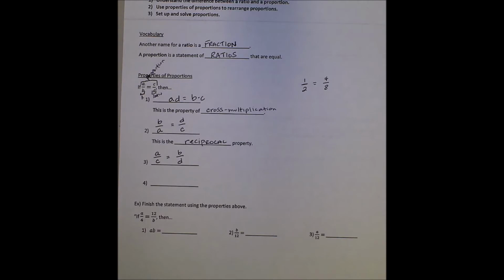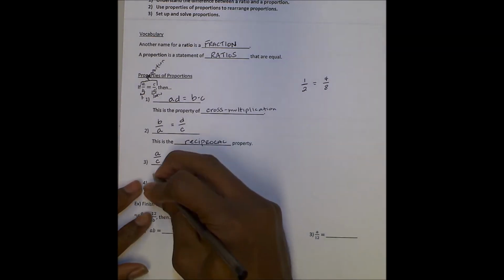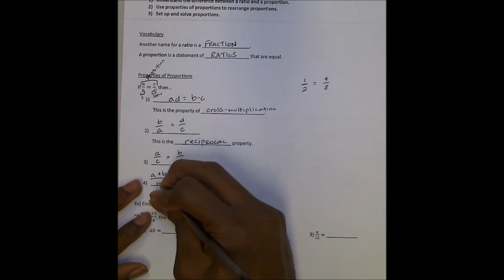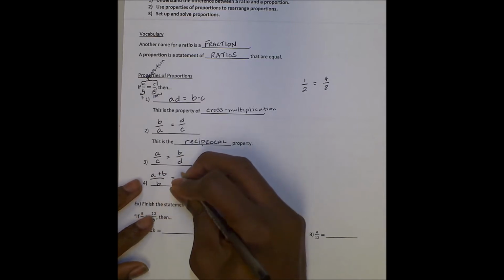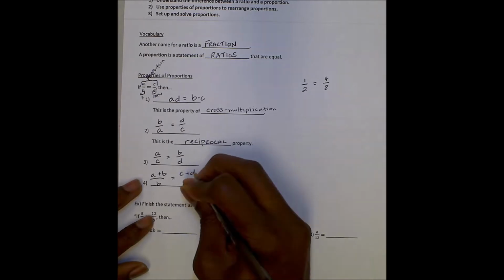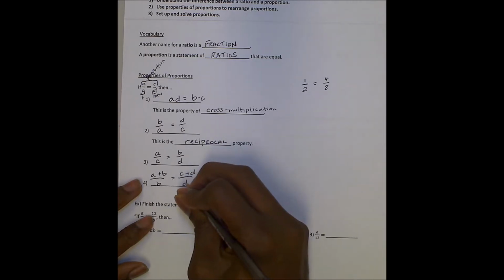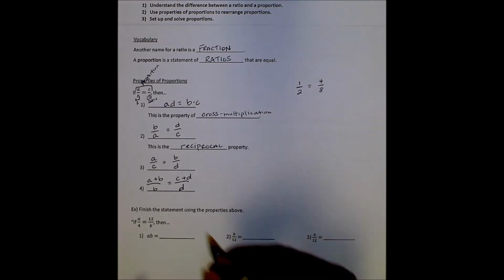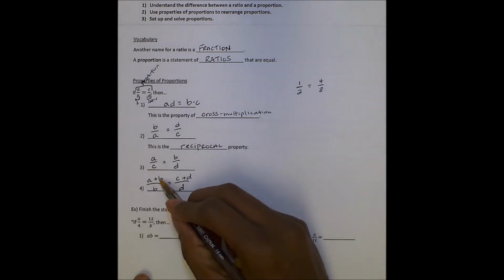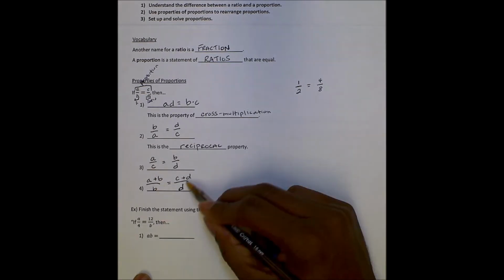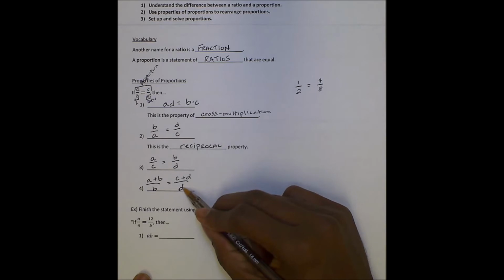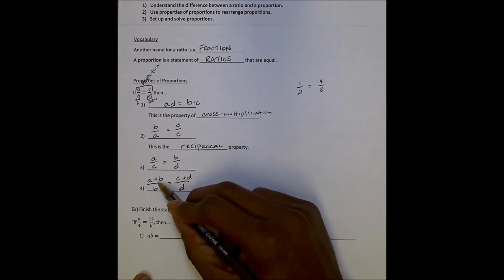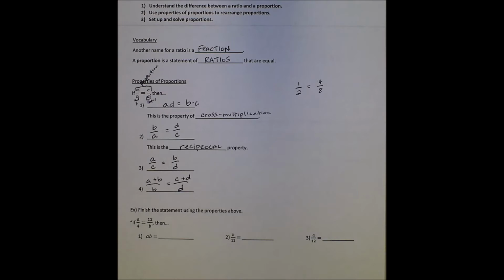And finally, I should be able to say that A plus B over B equals C plus D over D. And this one seems the strangest, I think. Like, you might not think that you'll use it, but we will use it in this chapter. But I want you to notice that B over B is just 1. D over D is just 1. So basically we're saying if A over B equals C over D, if we add 1 to both sides, they're still equal to each other.